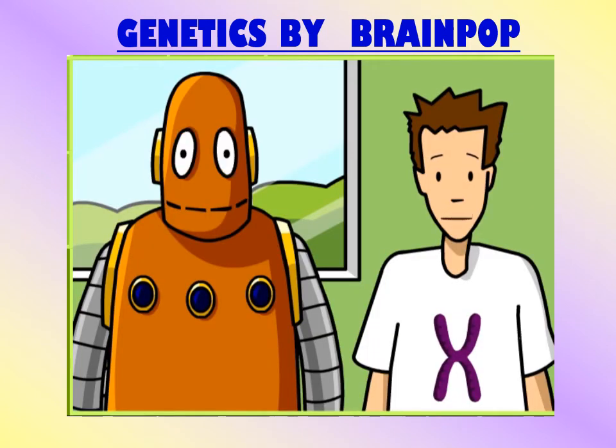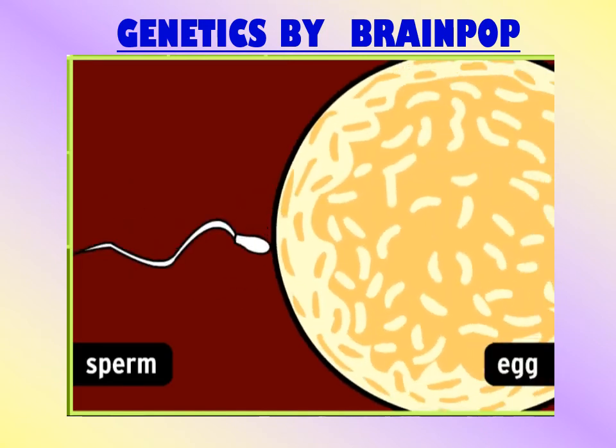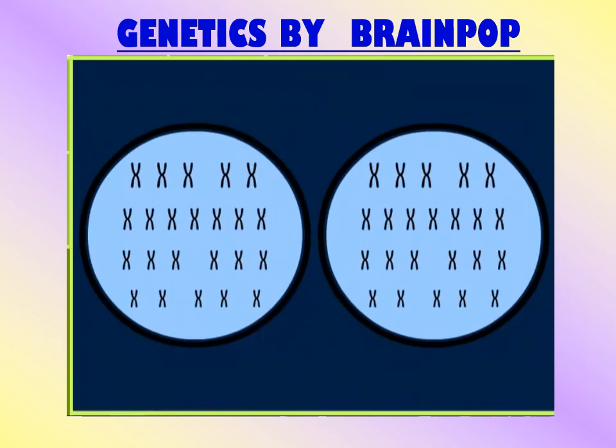Organisms that reproduce sexually, like people, have special cells just for making offspring. In animals, male sex cells are called sperm, and female sex cells are eggs. Sex cells are special because they have only a half set of genes.